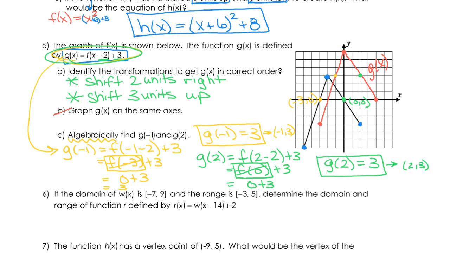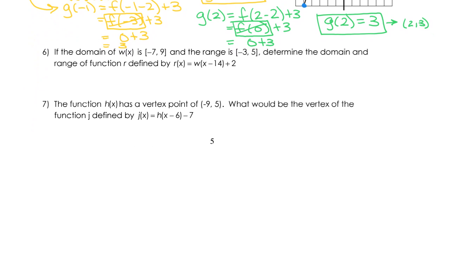All right, so let's go ahead and see what number 6 has in store for us, and then 7. Number 6 says that if the domain of W is -7 to 9, and so that's interval notation, like we like, and that the range is -3 to 5, they want you to determine the domain and the range of the function r defined by r of x is equal to w of x minus 14 plus 2.